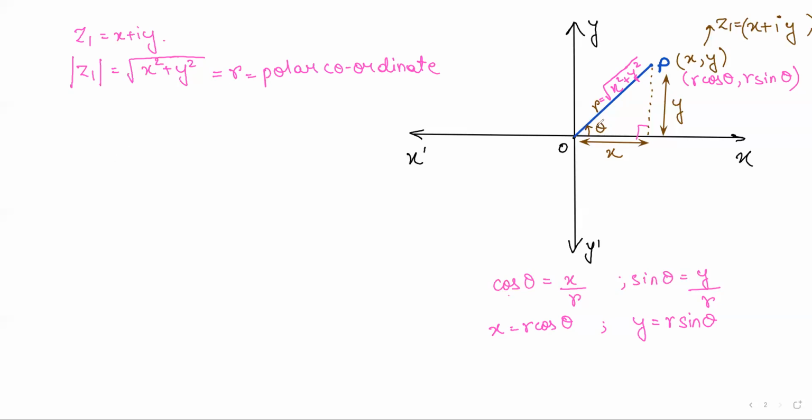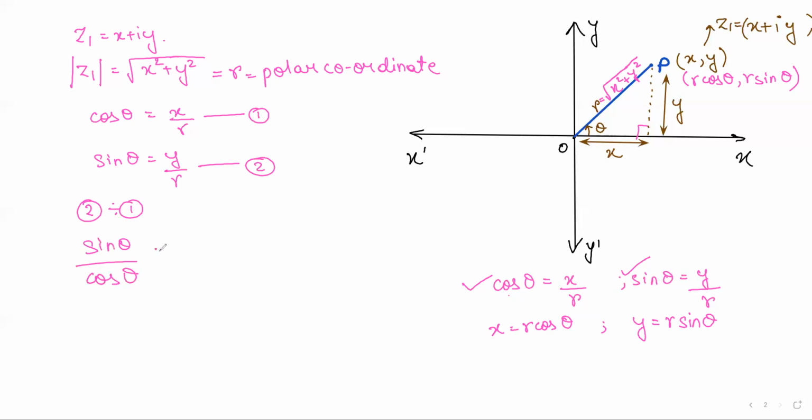Consider the angle theta. This angle theta is the angle formed between OP and the positive x-axis. Now we have calculated the values of cos theta and sin theta. We have cos theta is equal to x upon r and sin theta is equal to y upon r. Let's divide the second by the first because people are more used to it. So dividing equation second by first, you get sin theta upon cos theta is equal to y upon r upon x upon r. So your r gets cancelled and you're left with y upon x.